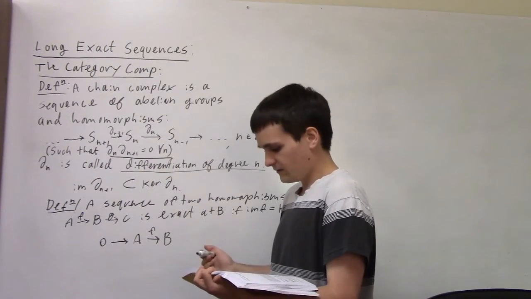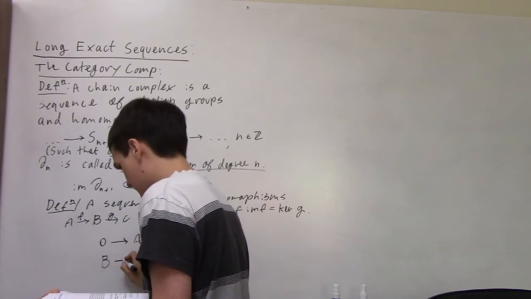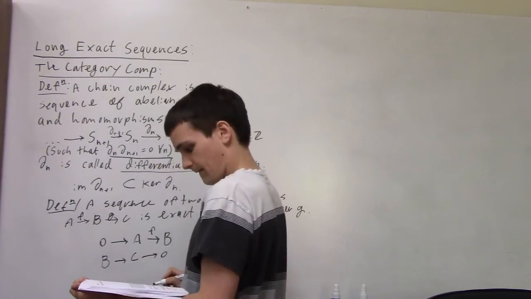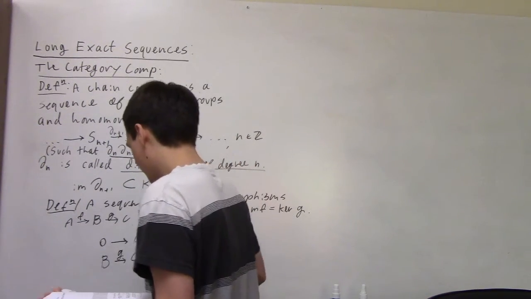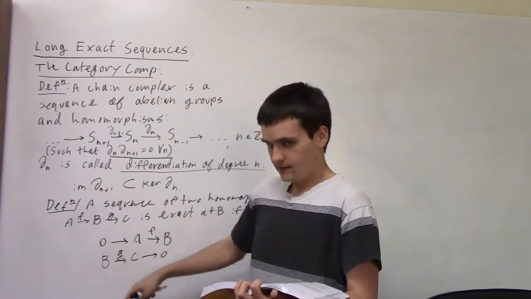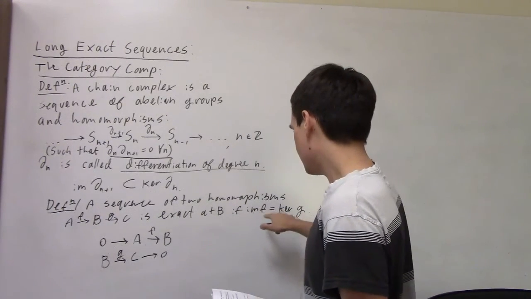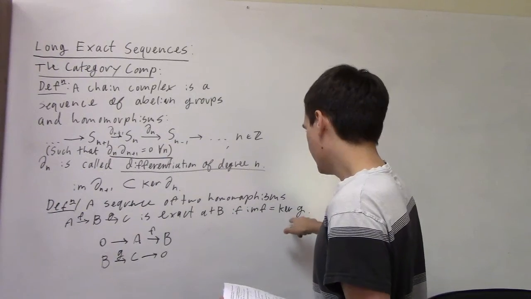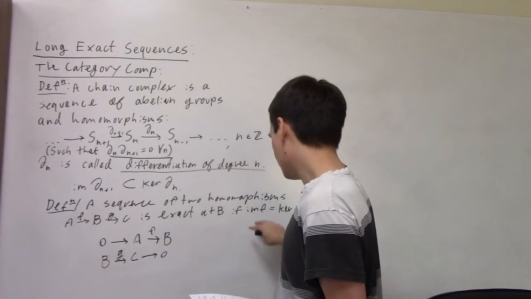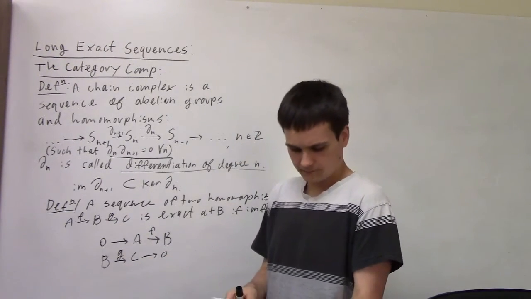Similarly, if you have something like this, B, C, 0. Yeah, there's some morphism G. And this is exact. Then G is surjective. Since, let's see here, the kernel of this map is going to be all of C. So that means the image of G has to be all of C as well, which means that it's surjective.